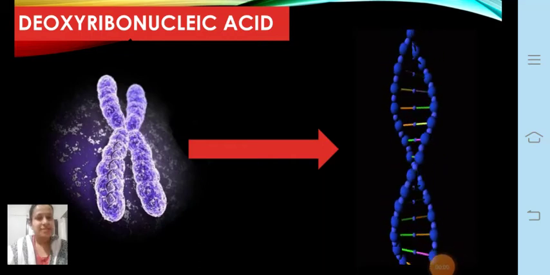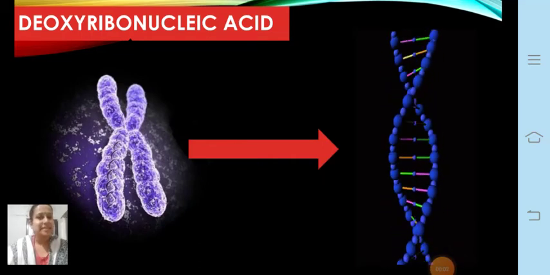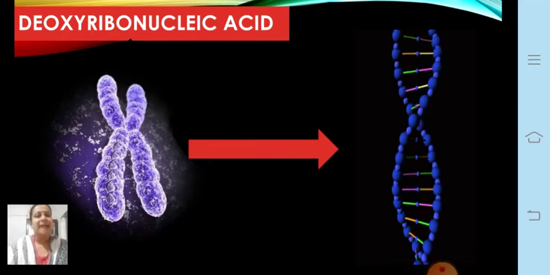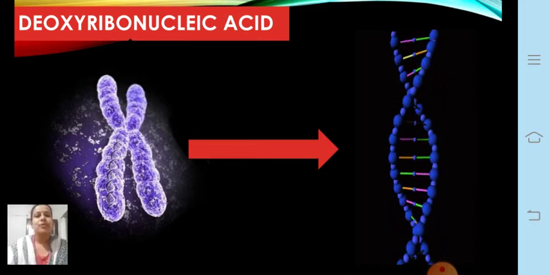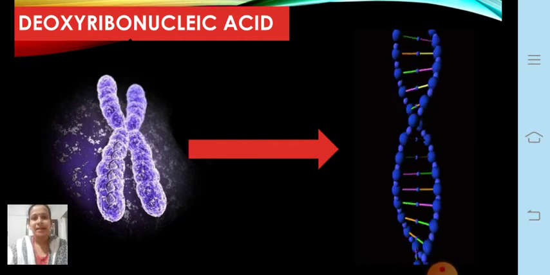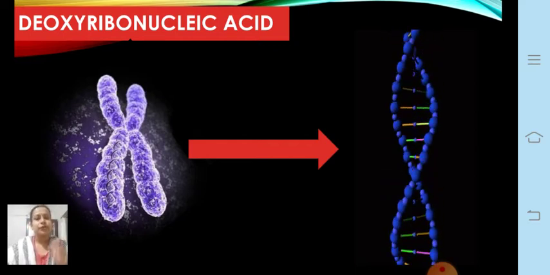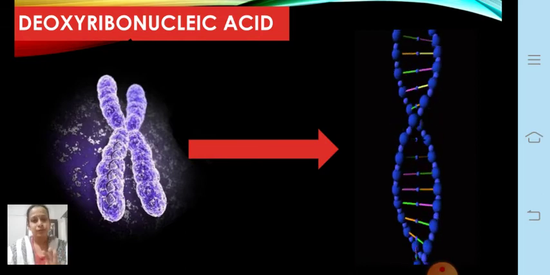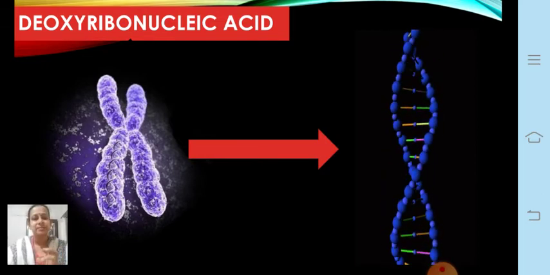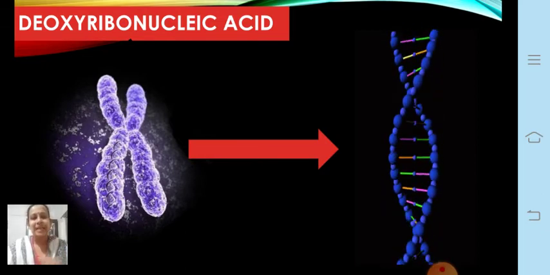Good evening, students. Last time we started with the lesson heredity and variation, and we finished up to the types of chromosomes. Now you have learnt last time that the cell consists of a nucleus, and inside the nucleus there are chromosomes, and these chromosomes are visible when there is cell division.